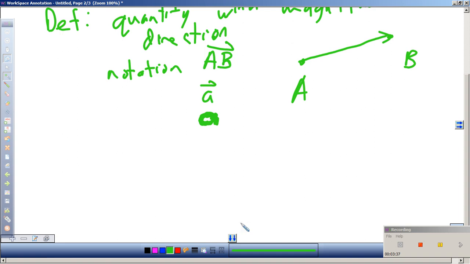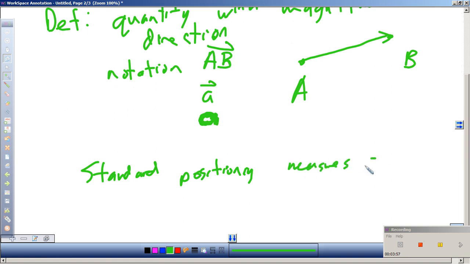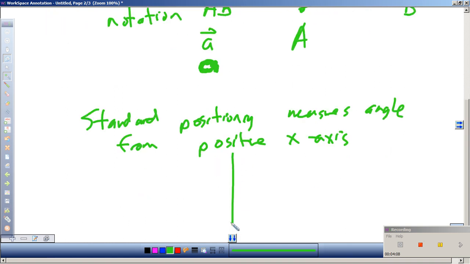Now, oftentimes when we measure direction, remember we said they have magnitude and direction, we usually measure it based on the standard position. Standard positioning measures the angle from the positive x-axis. So if it's a standard position, we're typically measuring this angle right here. Just like when we were dealing with trigonometry, we were measuring the angle starting from the positive x-axis.